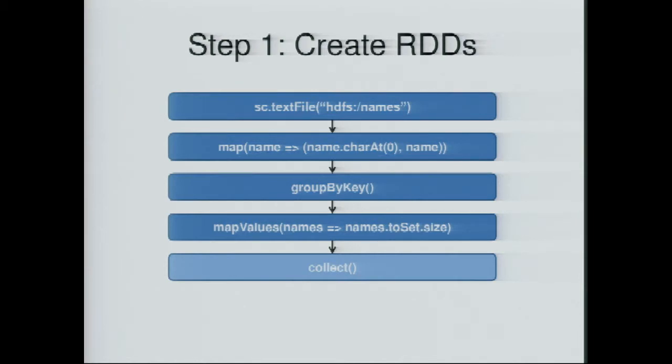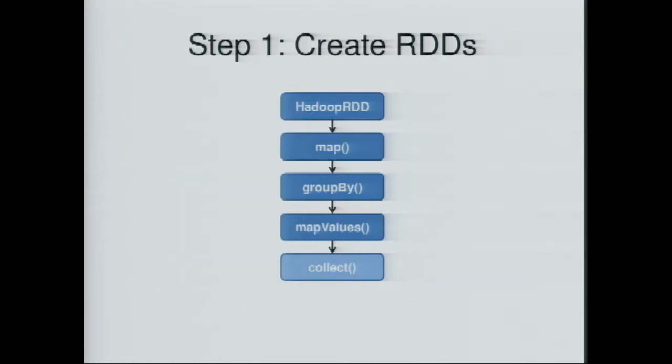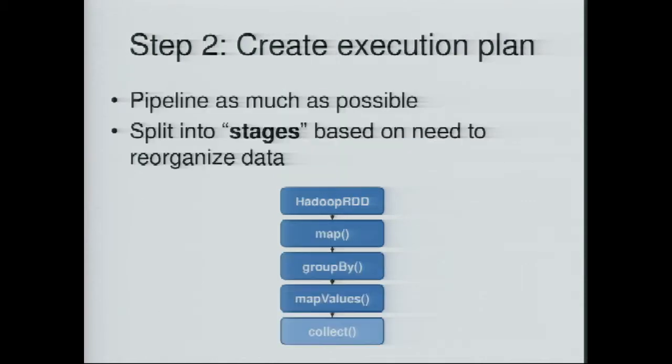OK, so the second step, I'm sorry, I'm just going to coalesce this. This is the same thing. You see, we take our Hadoop RDD, which loads the data. We map over to create pairs. We group by key. We take each key, we map values to find the number of distinct elements, and then we finally collect it. OK, so that's just a reduced version.